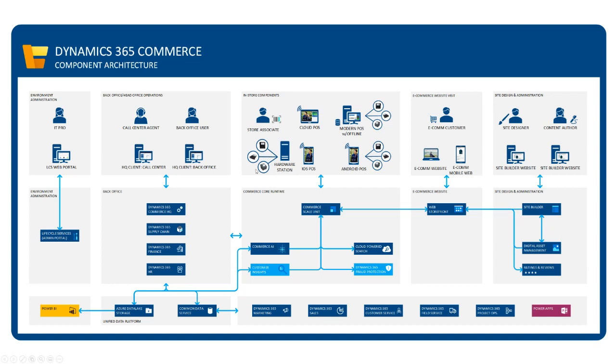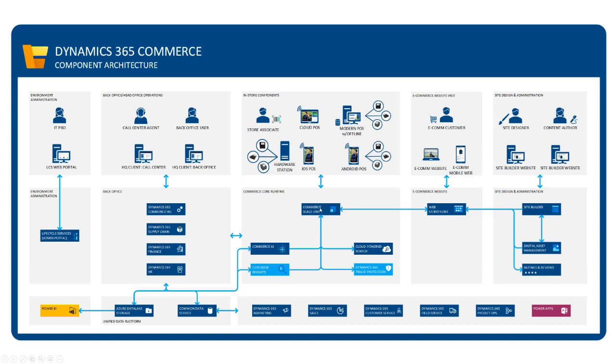In the middle column is, as I mentioned, the retail channel. In here, you'll see things like the cloud point of sale, the modern point of sale, the app version, iOS, Android, as well as hardware stations. This layer talks directly with what we call our headless commerce, which enables our omni-channel support.